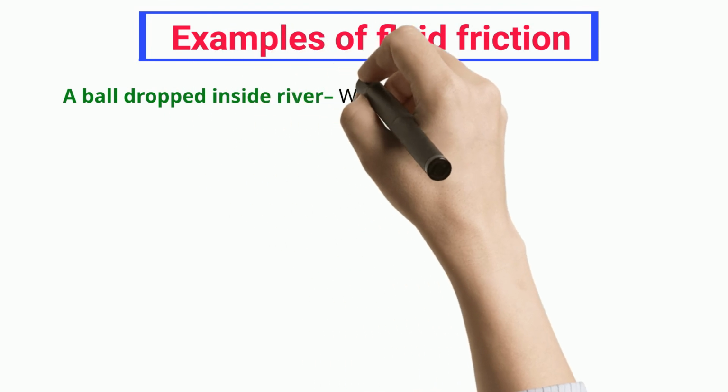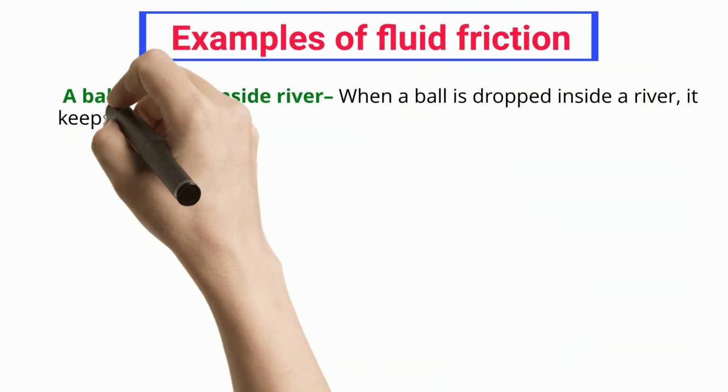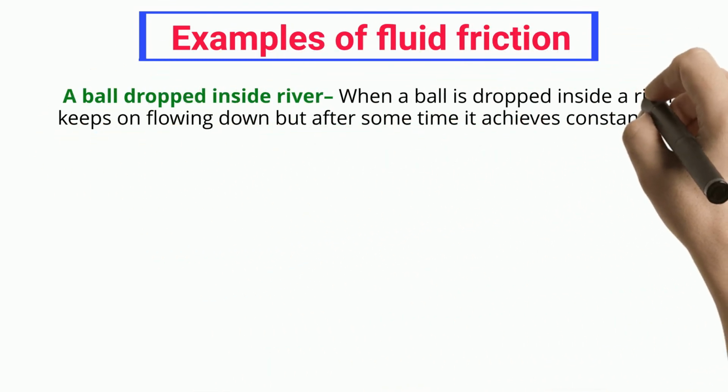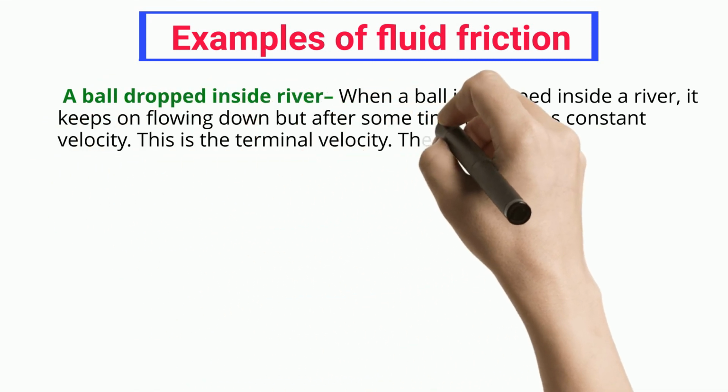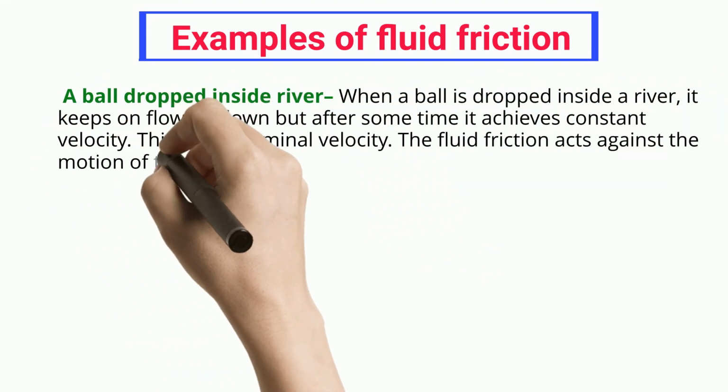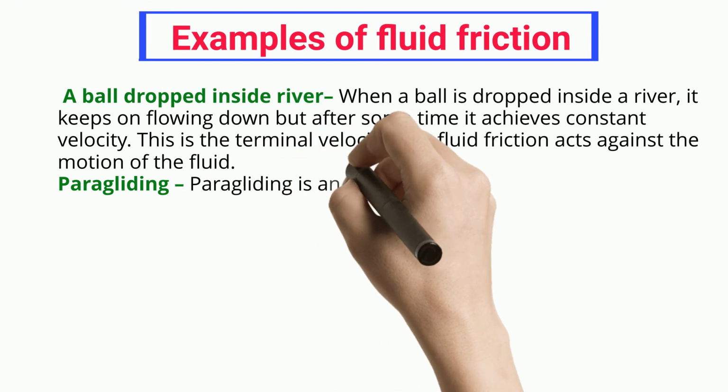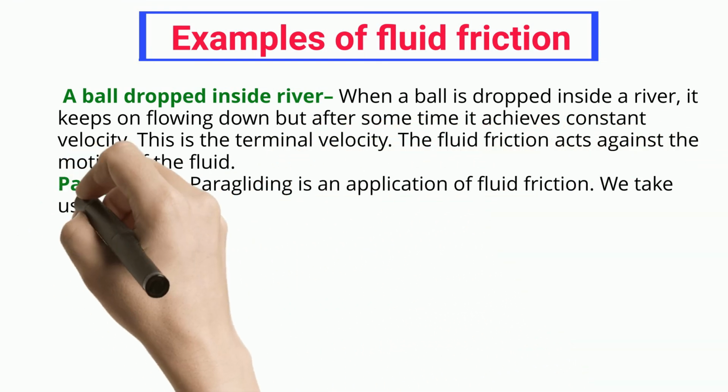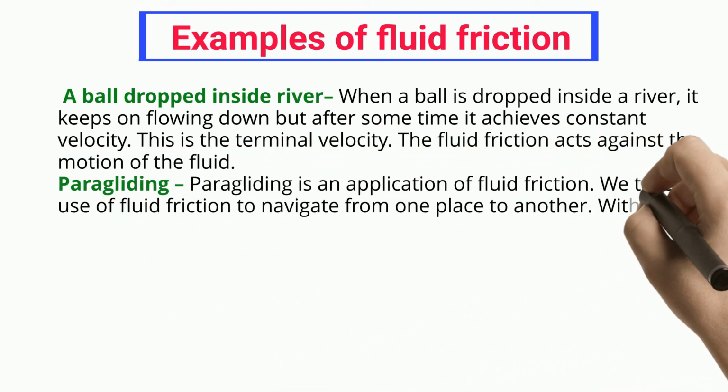A ball dropped inside a river. When a ball is dropped inside a river, it keeps on moving down, but after some time it achieves constant velocity. This is the terminal velocity. The fluid friction acts against the motion of the ball.